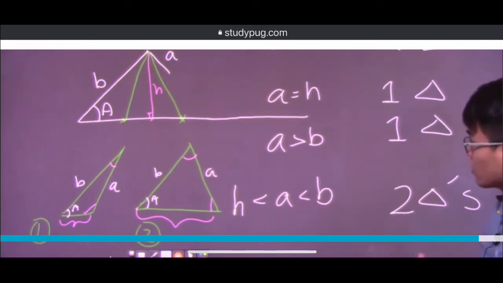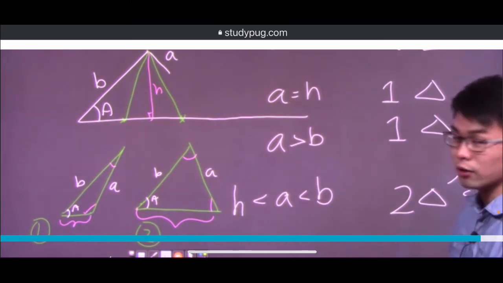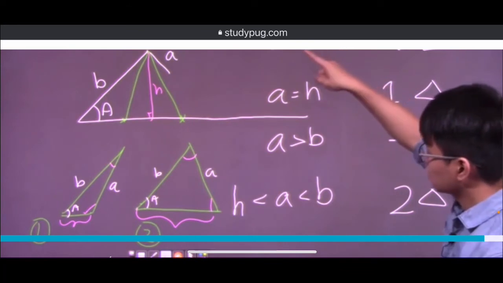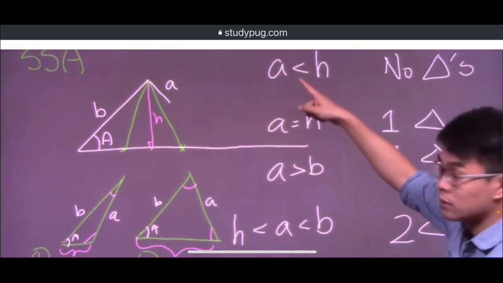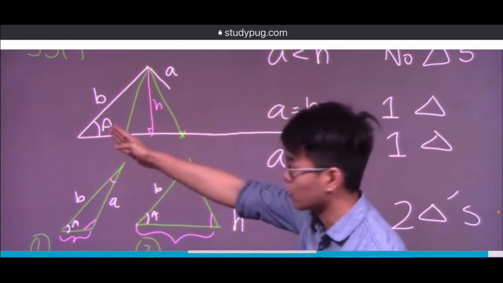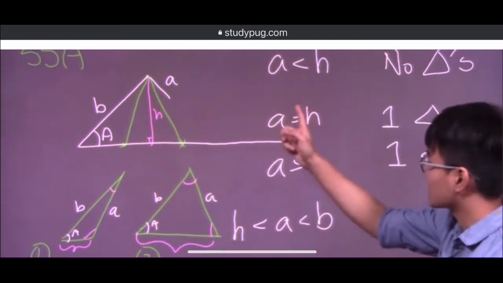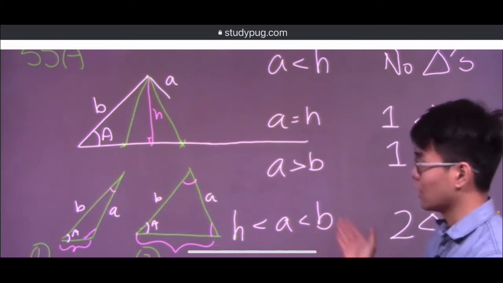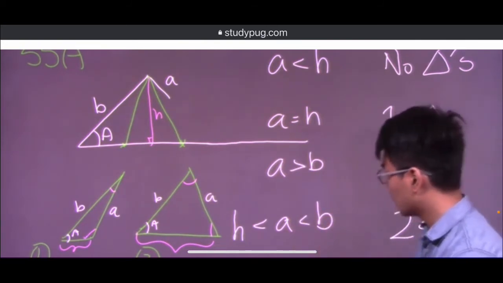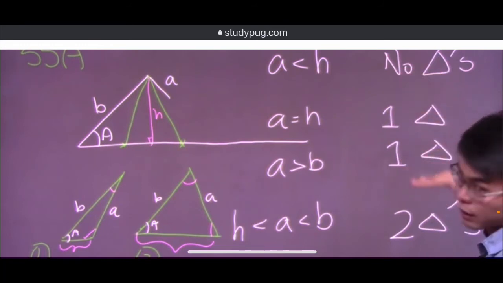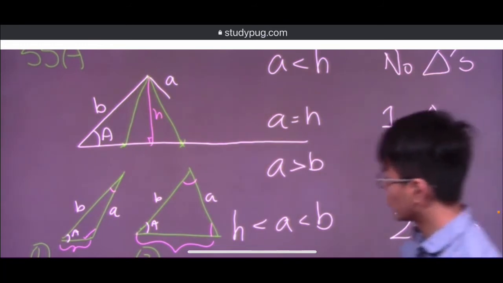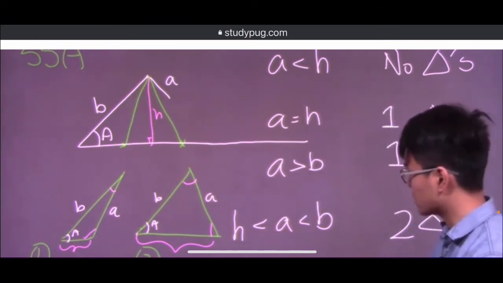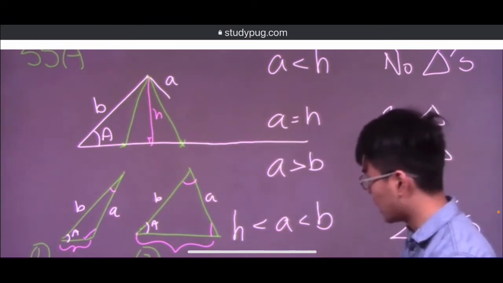So this is the whole idea of the ambiguous triangle. By comparing the length of the side given to us across from the given angle with the height and the other given side, we will have three cases. Now the question is, how do you find this H? We know that B is given to us, and A is given to us. How do you find H?